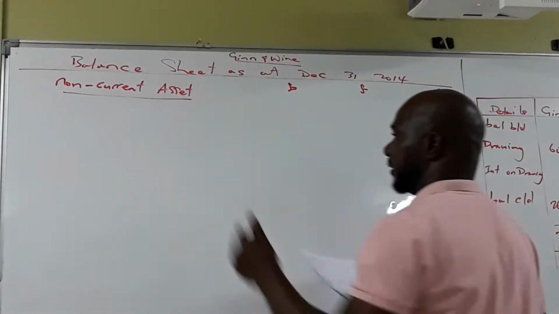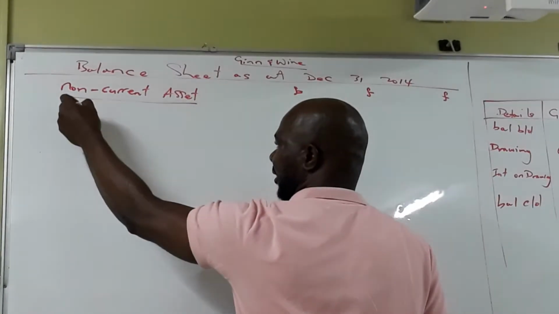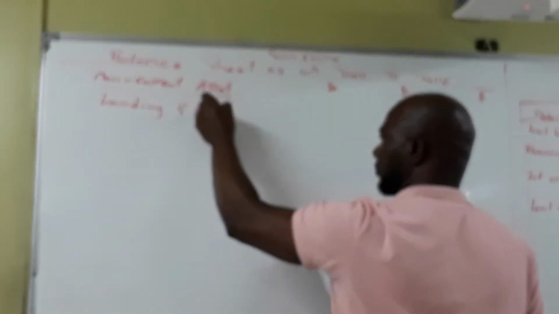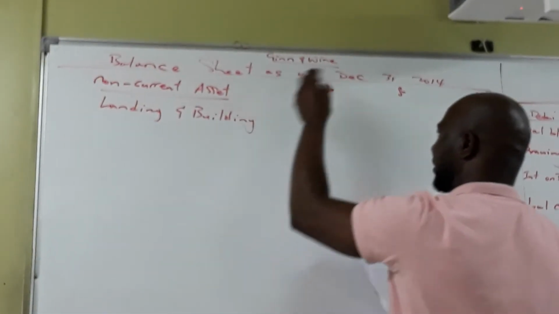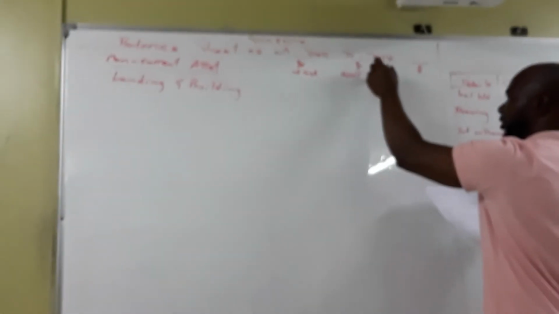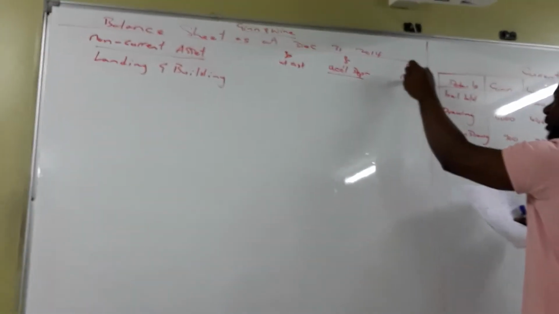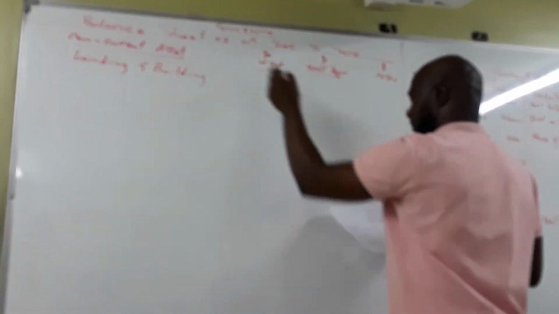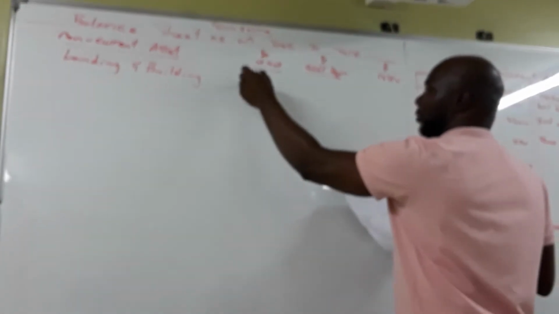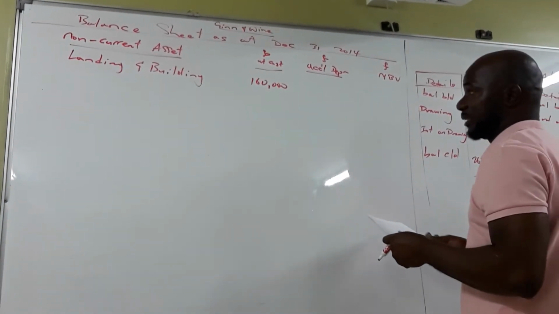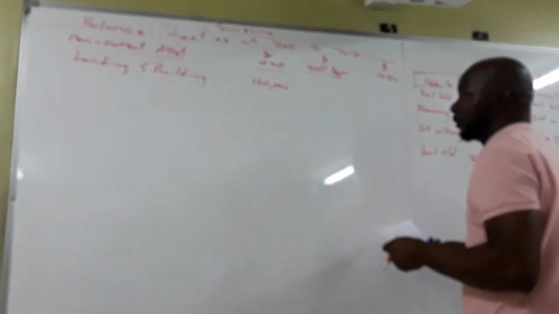Now the first non-current asset that we have is what? Land and building, right? So you see it looking at the trial balance. So land and building. Land and building there, remember the first column is what? At cost. The second column represents your what? Accumulated depreciation. The third column represents your what? NBV, net book value. Alright, so land and building at cost. Land and building at cost was what? 160,000. Was there any depreciation calculated for land and building, or was there any provision for depreciation?